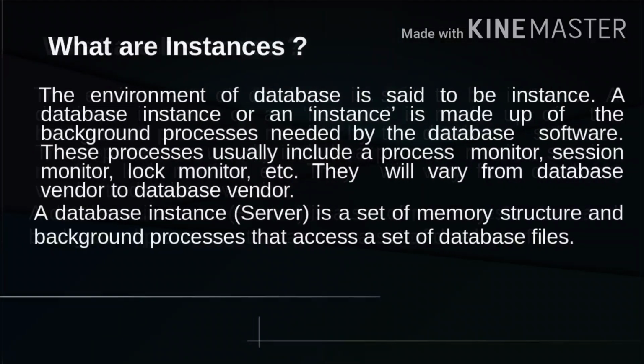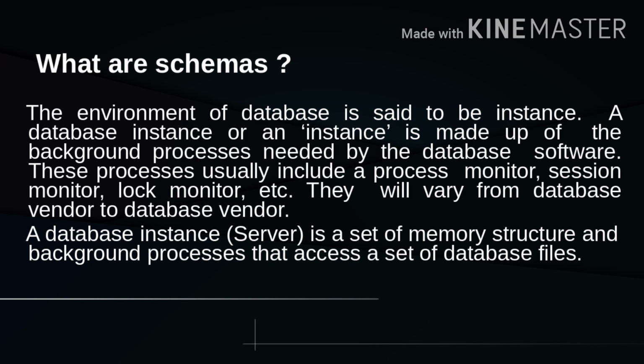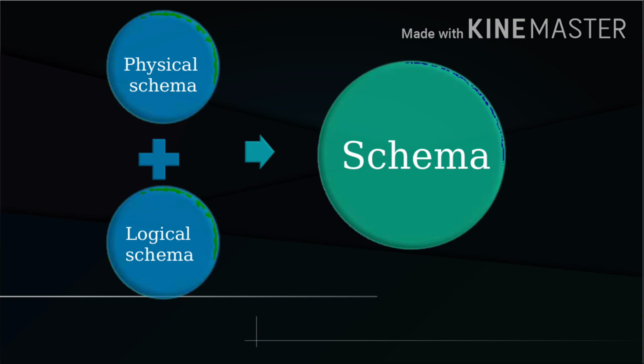Now, moving towards the third view of the data, that is instance and schema. So, what is an instance? An instance is the information stored in the database at a particular point of time. An instance is a set of memory structures and background processes that access a set of database files. So, what is a schema? A database schema of a database system is its structure described in a formal language supported by the database management system, and refers to the organization of data as a blueprint of how the database is constructed. Schema has both physical and logical schema.